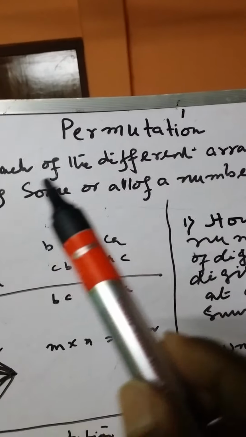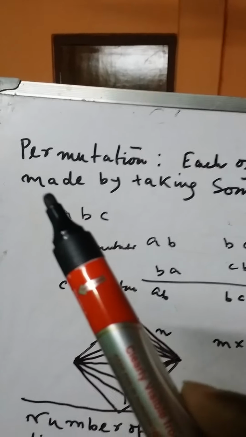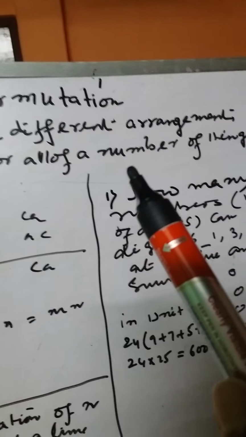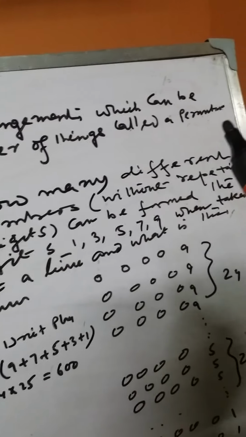What is called permutation? If all arrangements are different and can be made by taking some or all of the things, it is called permutation. It means each of the different arrangements which can be made by taking some or all of a number of things is called a permutation.